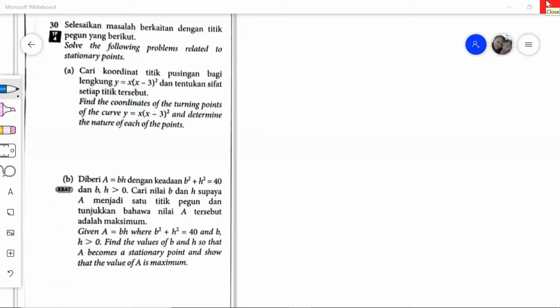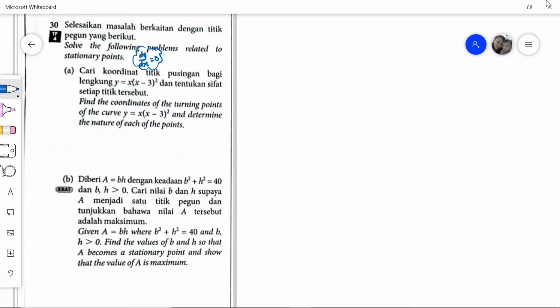Hi everyone, this is question number 30 in chapter 2. For this part, we need to solve the following problems related to stationary points. Stationary points or turning points, they are the same thing, just different terms. Remember, at a stationary point, our dy/dx equals 0. So we're going to use this all the time.